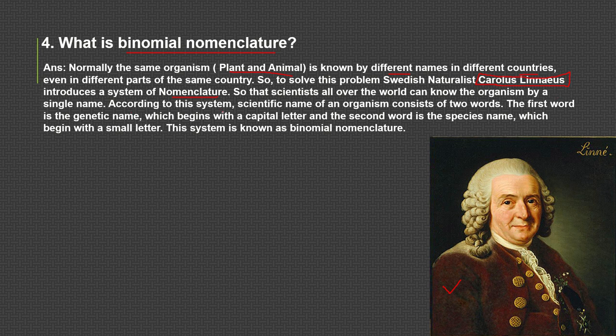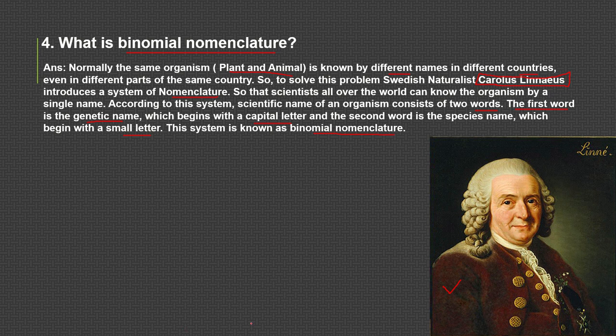According to this system, the scientific name of an organism consists of two words. The first word is the generic name, which begins with a capital letter, and the second word is the species name, which begins with a small letter. This system is known as binomial nomenclature.